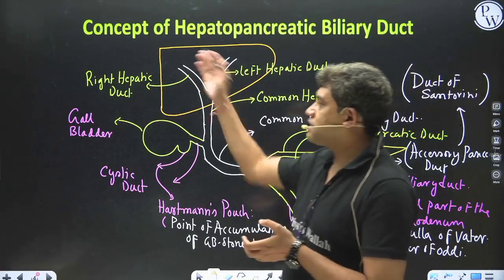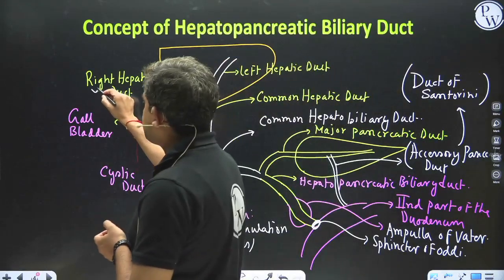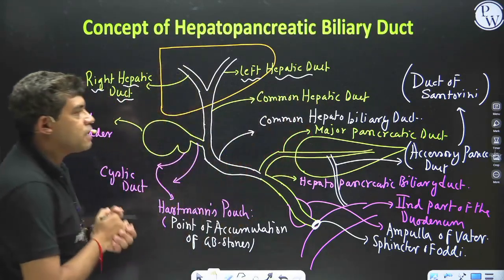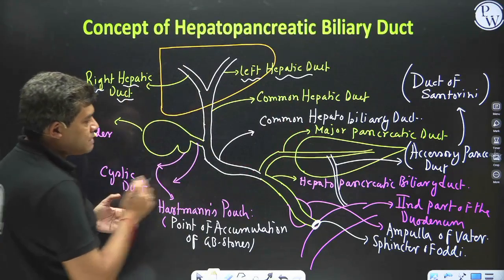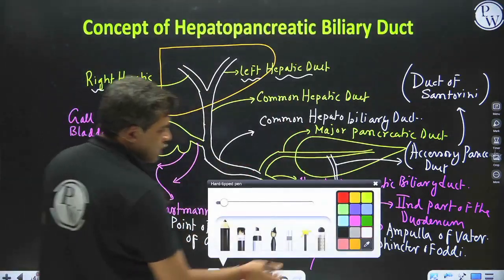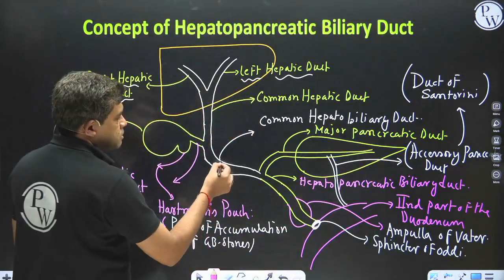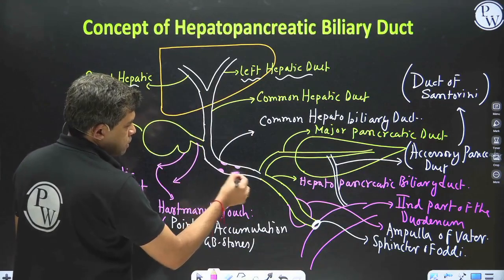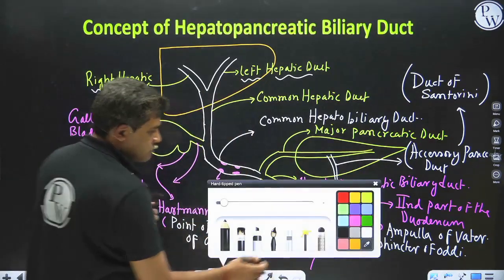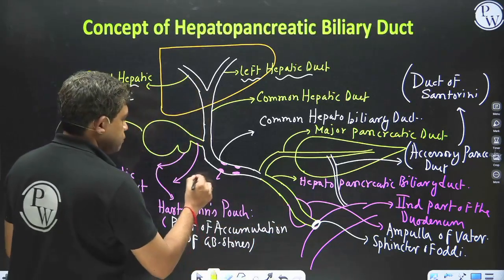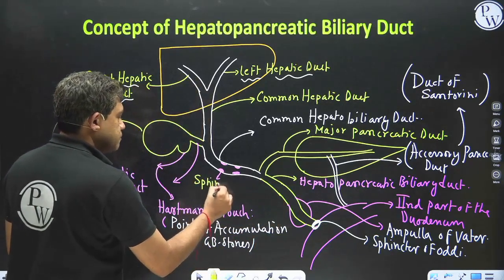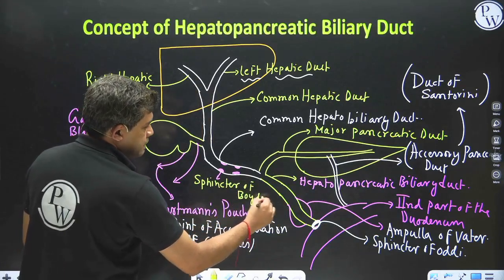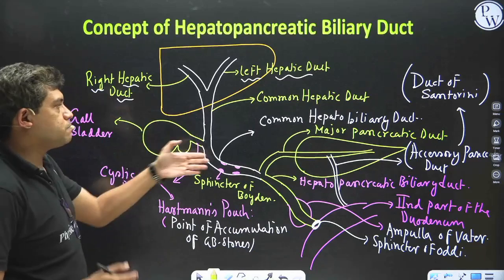Say this one is the liver, this one is the right hepatic duct, and this is the left hepatic duct, and they form the common hepatic duct. And there is also a sphincter, which I was about to tell you about, termed the sphincter of Boyden. Say this is the superior and this is the inferior sphincter. Understand? So this is another sphincter that is found.